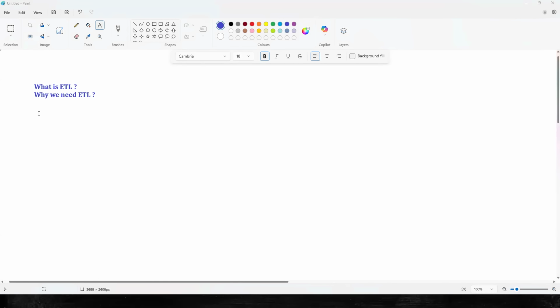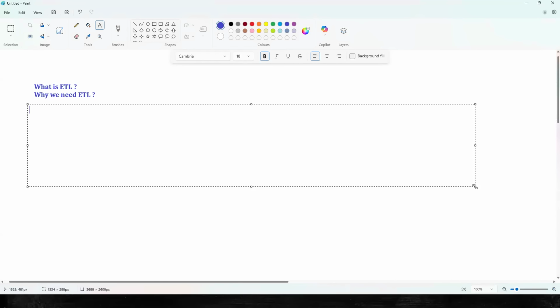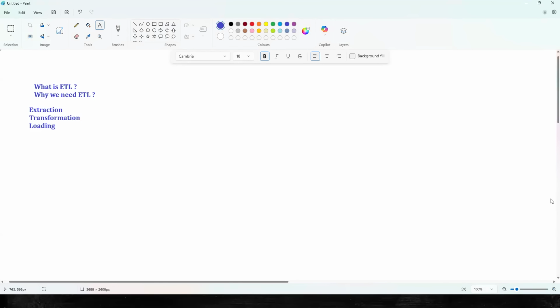Basically, ETL means extraction, transformation, and loading. Am I right, everyone? The important thing is that first we need to understand what extraction is, what transformation is, and what loading is. Ideally, if you go back to the 2000s, 2005 or 2010, until 2012 or 2015, it is still going on.